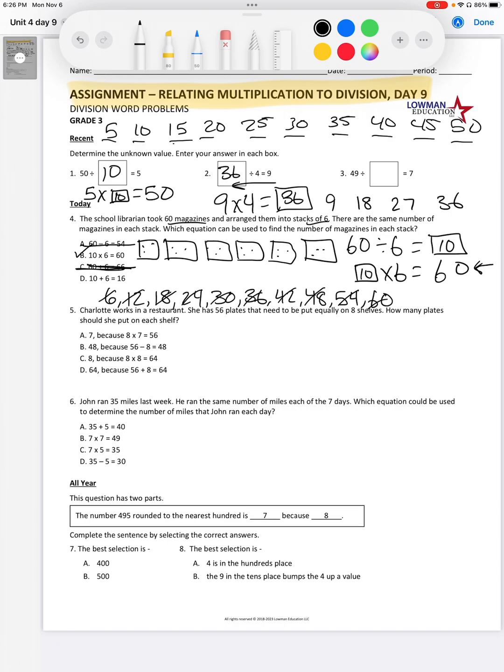Lastly, D, 10 plus 6 is 16. Well, if I have 16 stacks of 6, I'm going to have way more than 60 things. So that only leaves us with one possible answer: 10 times 6 is 60.